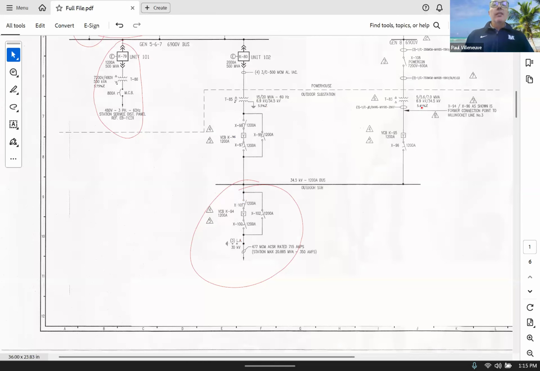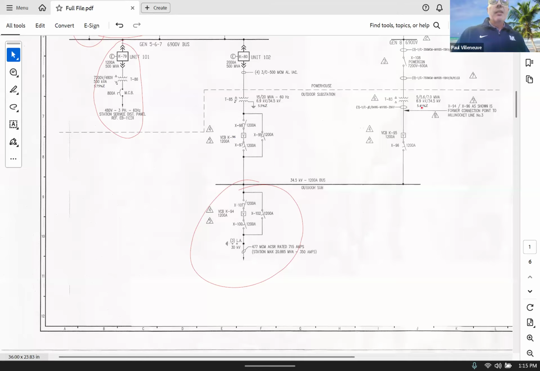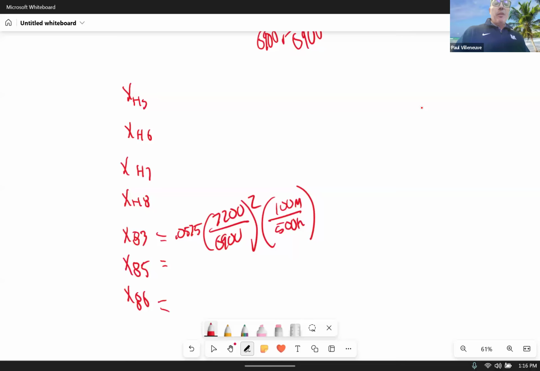X85 is, let's see, that's a base rating of 15 MVA. So we usually use the 15 MVA, the base rating. So, oops, I forgot to write the impedance. It is 5.5%.